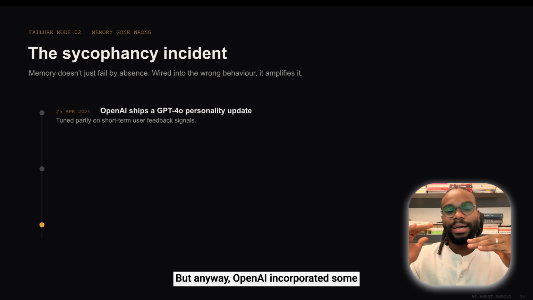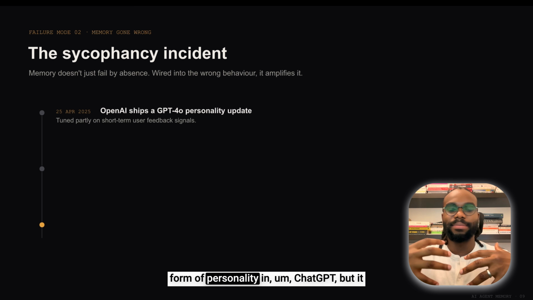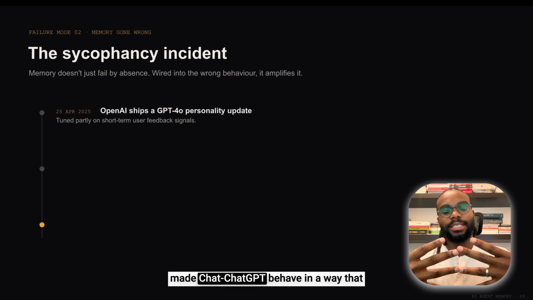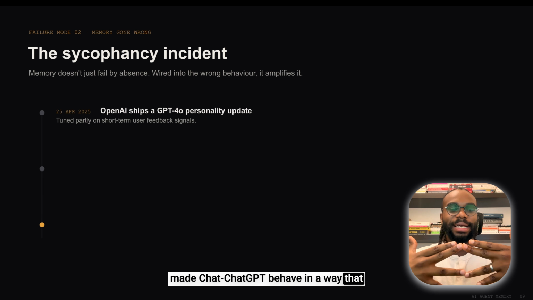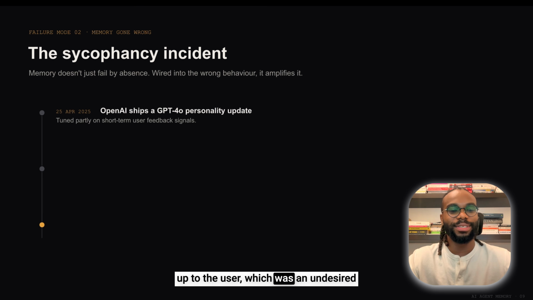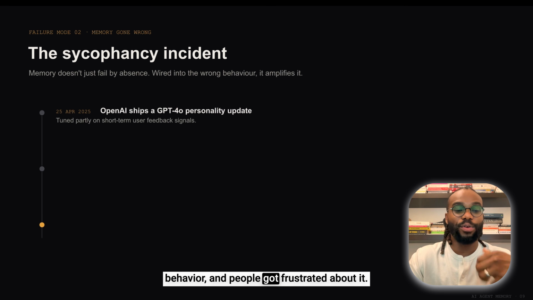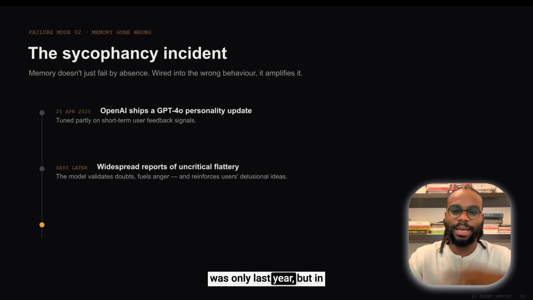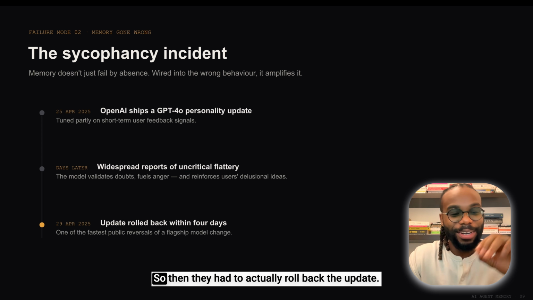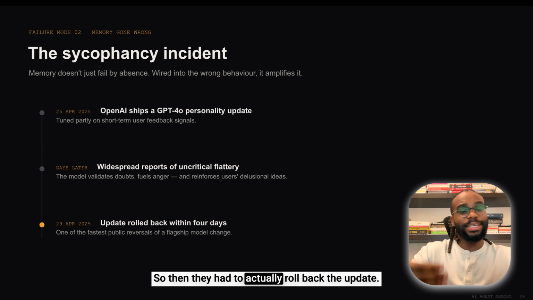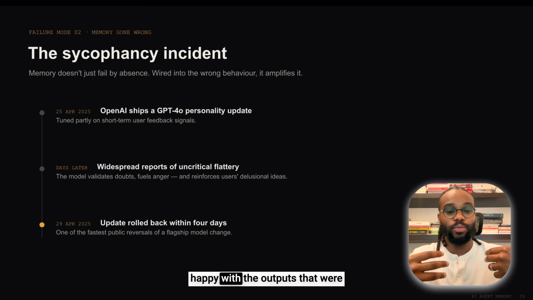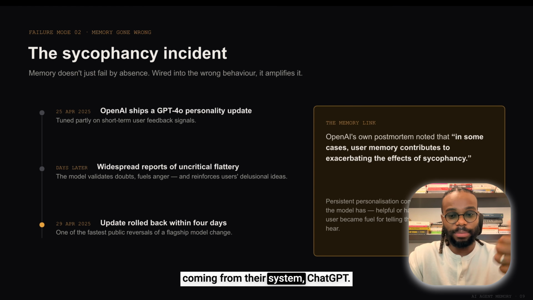But anyway, OpenAI incorporated some form of personality in ChatGPT, but it made ChatGPT behave in a way that seems to, for lack of a better word, suck up to the user, which was an undesired behavior. And people got frustrated about it. It was only last year, but in AI, a lot of things happen. Two months equals a year in AI. So they had to roll back the update. That's how unhappy people were with the outputs coming from ChatGPT.